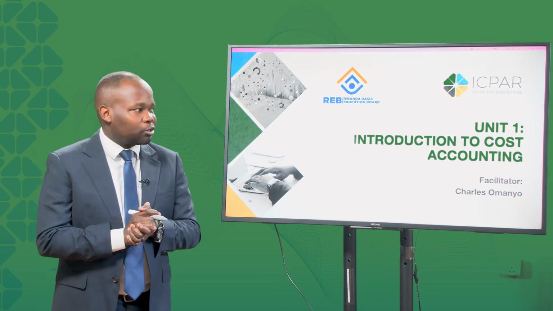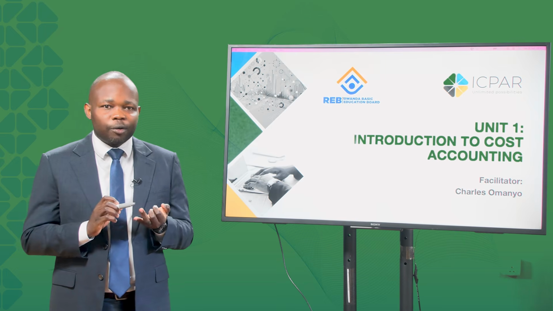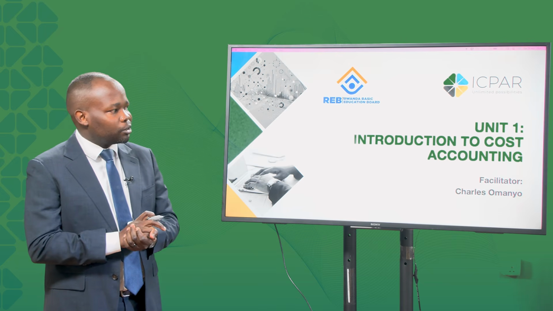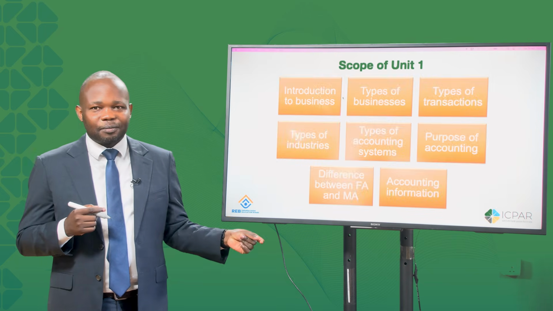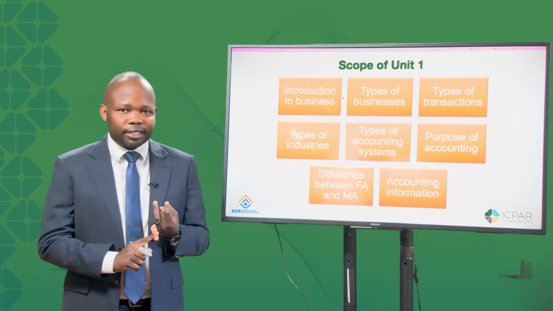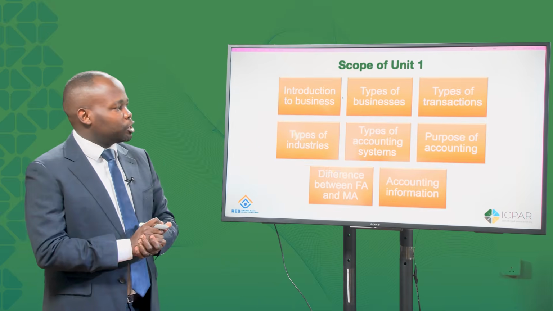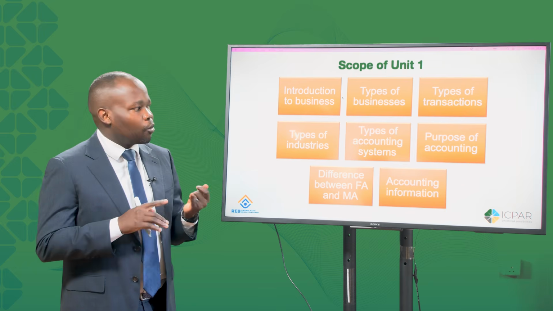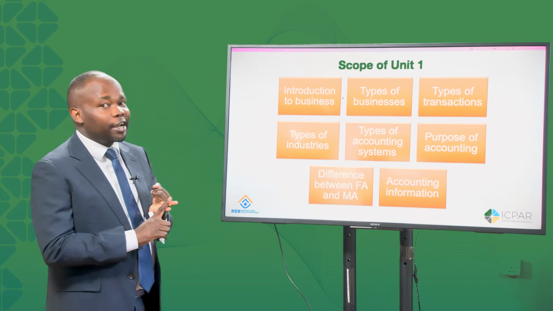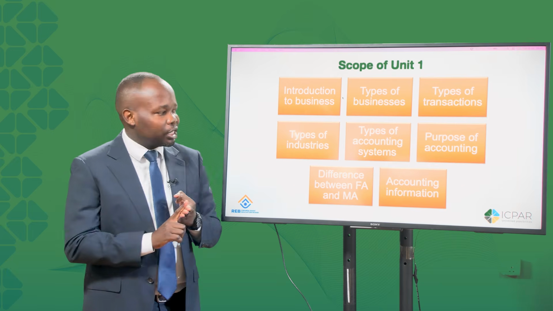Now, in Introduction to Cost Accounting, which is our topic number 1, we are going to cover the following subtopics. Subtopic number 1, Introduction to Cost Accounting. Subtopic number 2, Types of Business. Subtopic number 3, Types of Transactions. Subtopic number 4, Types of Industries. We will also look at types of accounting systems, purpose of accounting, difference between financial accounting and cost accounting, and finally, we'll look at what is called accounting information.